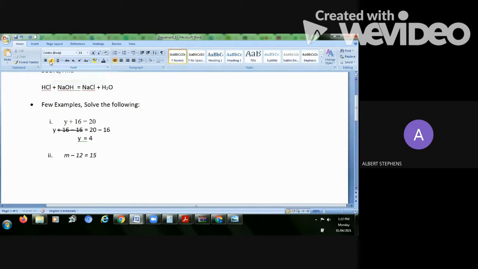So what we need to do is get rid of that negative 12. And to get rid of negative 12, we're going to add 12, because negative 12 plus 12 gives us what?